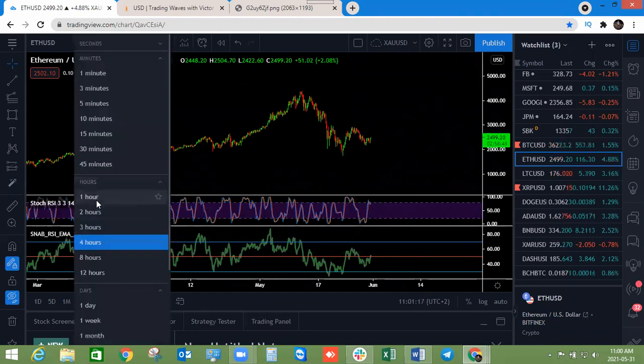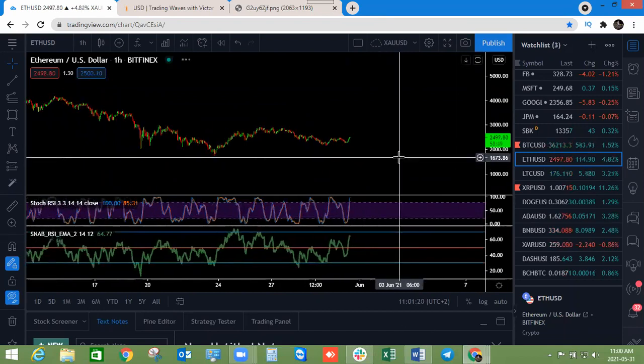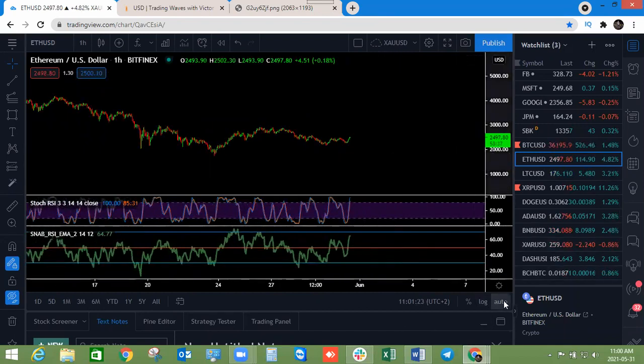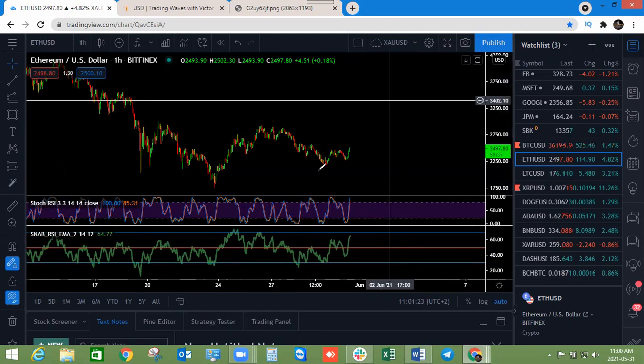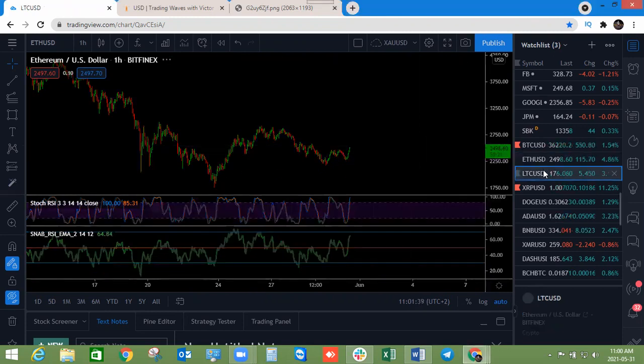The 1 hour, let's see. The 1 hour, there's no indication either, but this is what we're looking at here. A move up can get this one to come around this level. Okay, we're just looking at that level because if this makes a continuation pattern, we're going to look at this one to come and retest this low here. Litecoin.